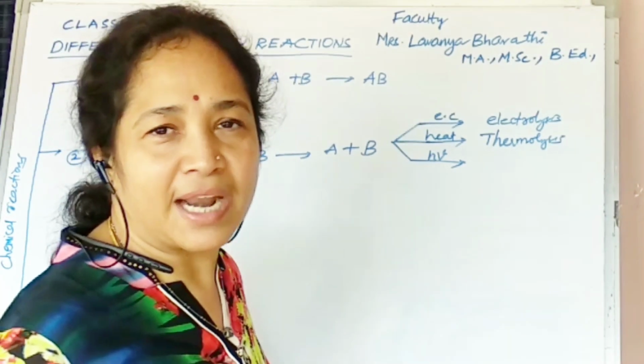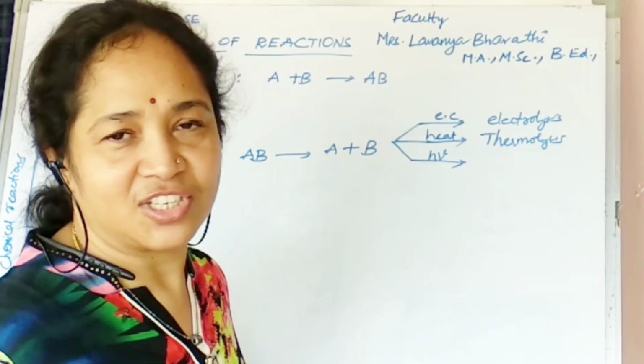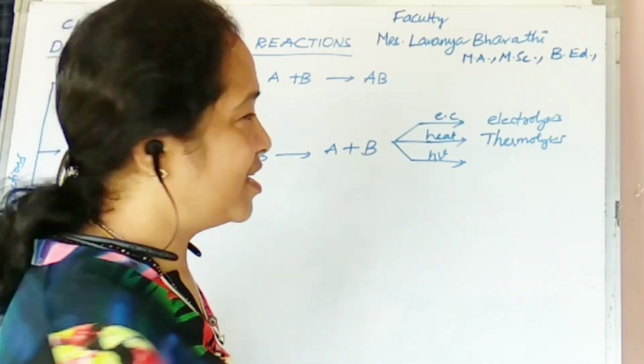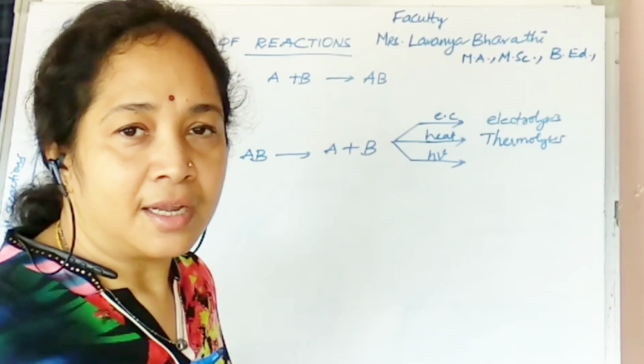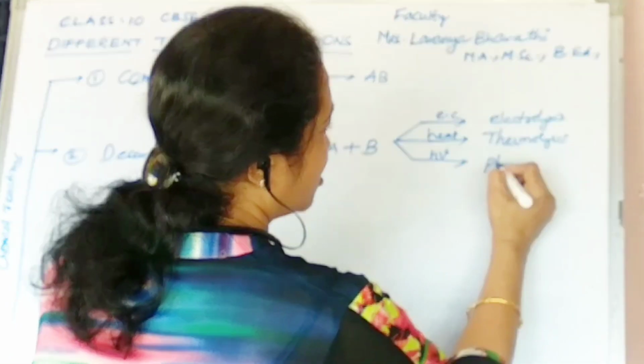And if it is done in the presence of sunlight, this is h nu. h nu is nothing but the energy of a photon. Photons are the light particles that are present in sunlight or any type of light. So this is the way we represent the energy of sunlight. Then we call this photolysis.